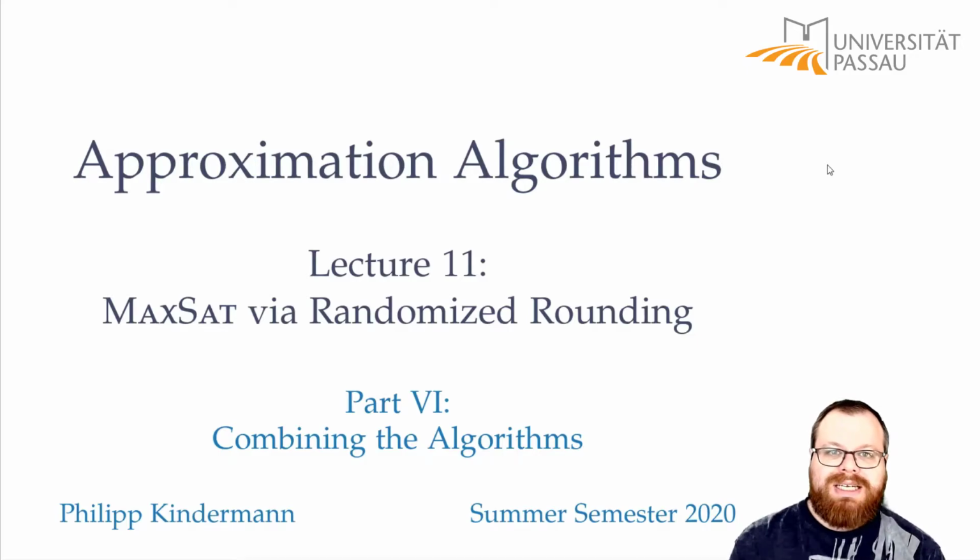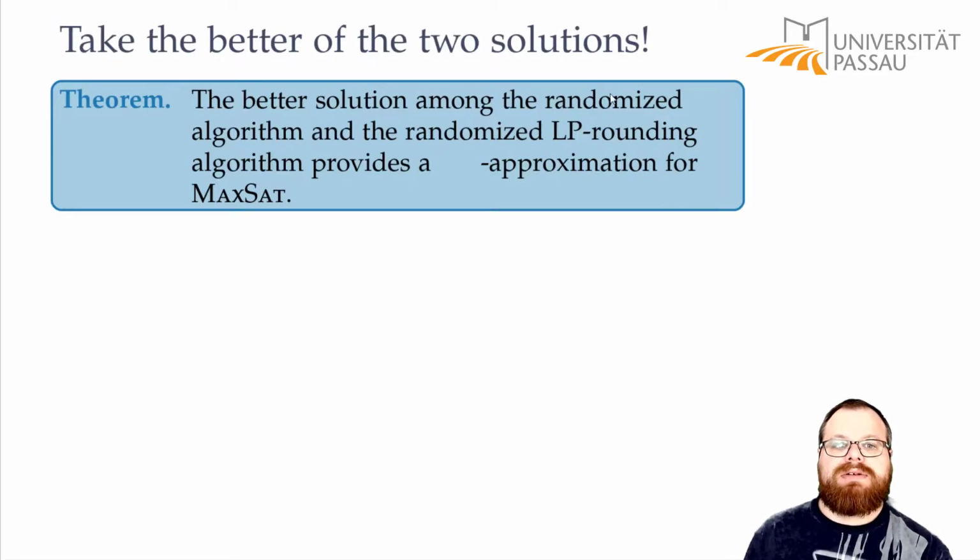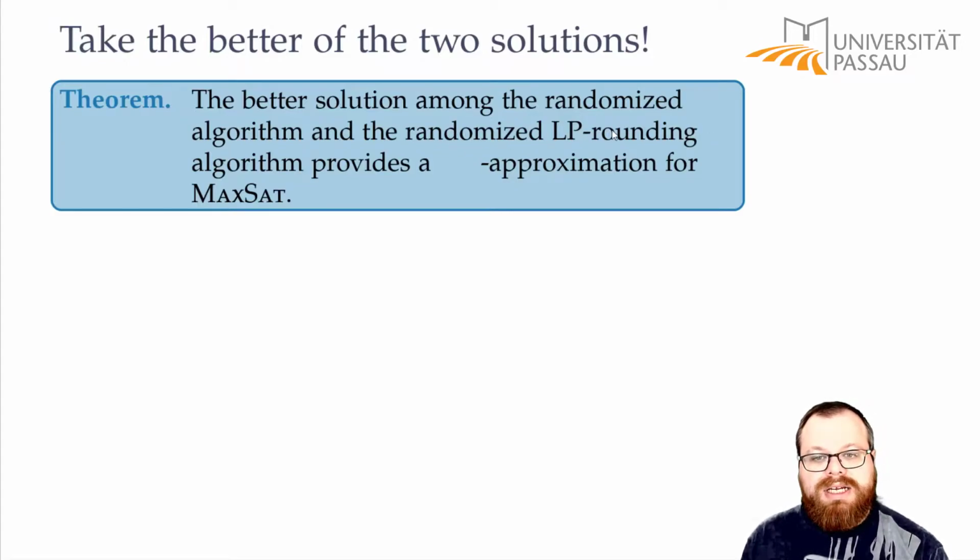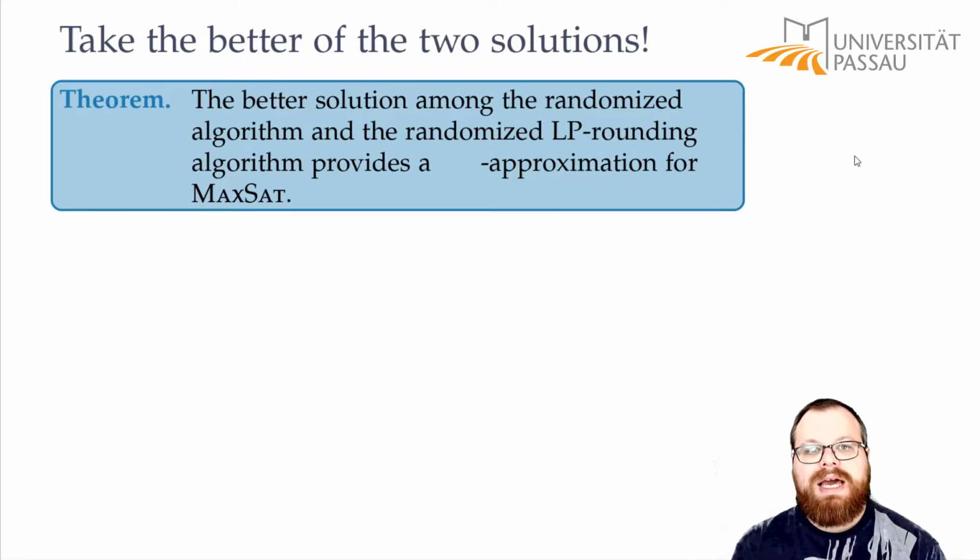Alright, so we have two randomized algorithms. One gives us a 1/2 approximation, that's the randomized algorithm, and the second one gives us a 1 minus 1/e approximation. That's the randomized LP rounding algorithm. Both are randomized, but we can de-randomize both of them, so we have a deterministic algorithm.